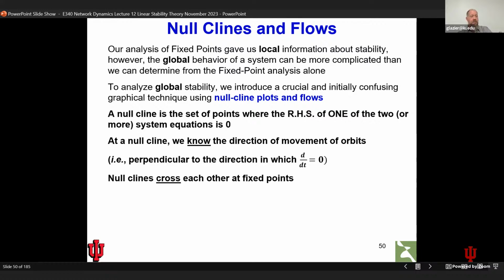So a null cline is a set of points where the right-hand side of one of the rate equations is 0. And the nice thing is that on a null cline, you know the direction in which the flow is going because it's perpendicular to the direction in which things are 0. Along the null cline for x, the y value can change, but the x value can't change. So you know the direction of flow on a null cline. Null clines cross at fixed points.